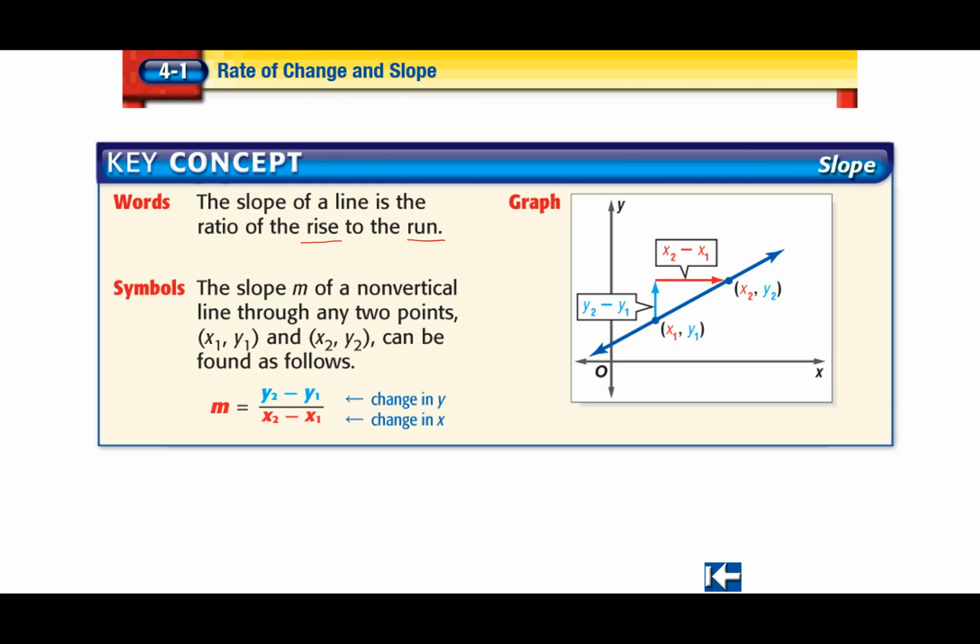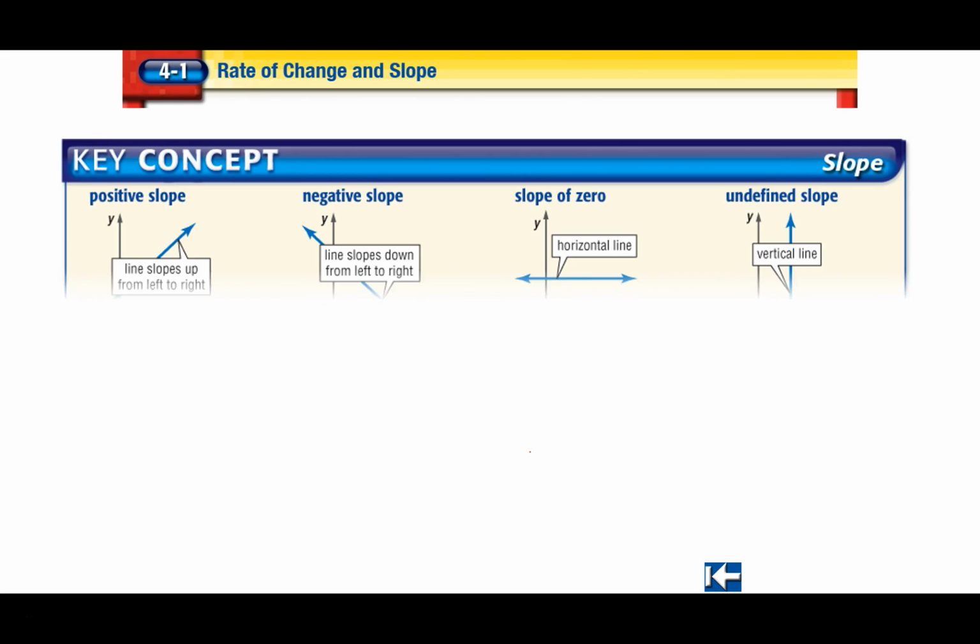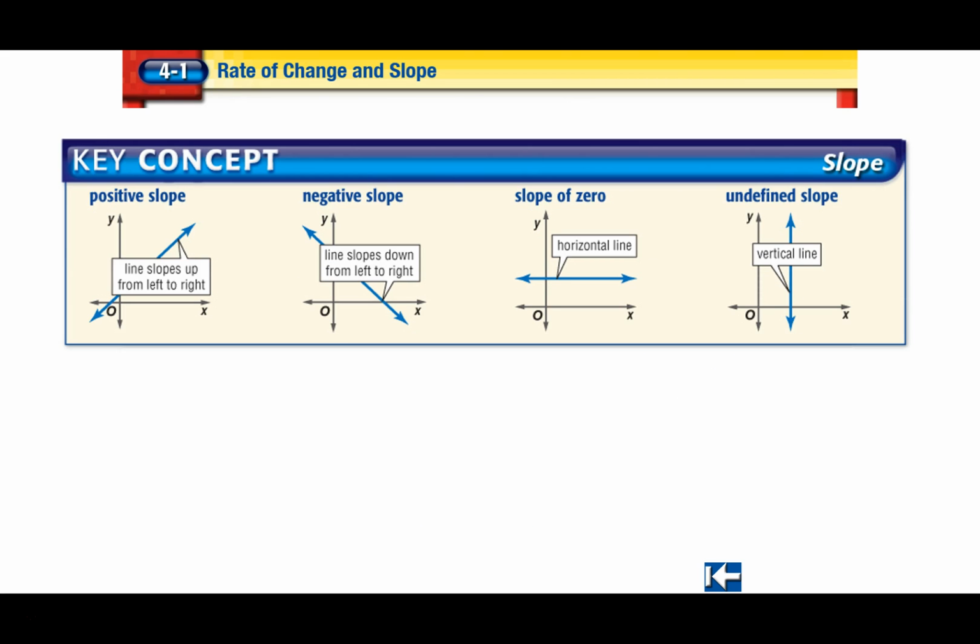In symbols, the slope m of a non-vertical line through any two points (x1, y1) and (x2, y2) is as follows. The slope m is the change in y, which is y2 minus y1, over x2 minus x1, otherwise known as rise over run. That's the one we're used to seeing. All right, so here are four different ways it could be.